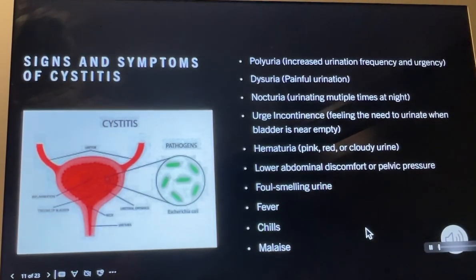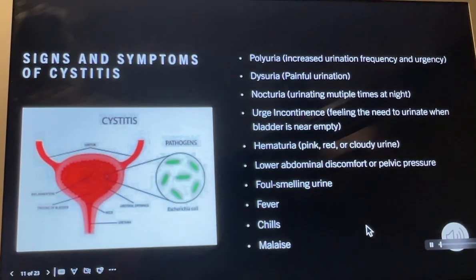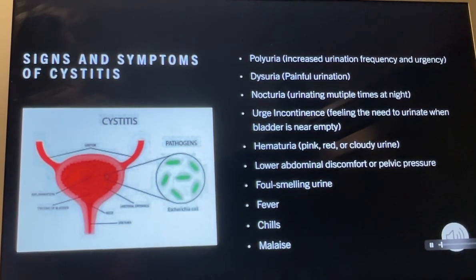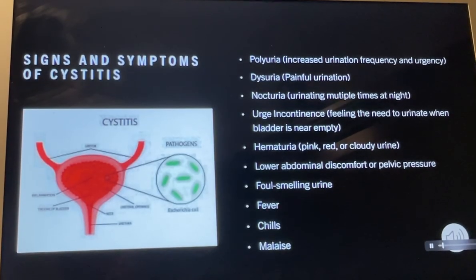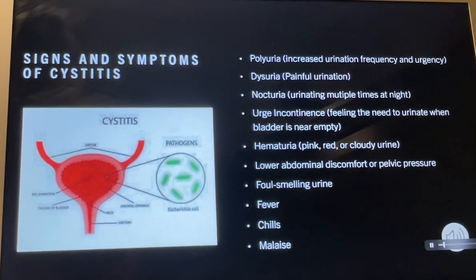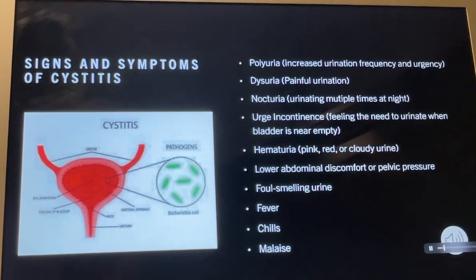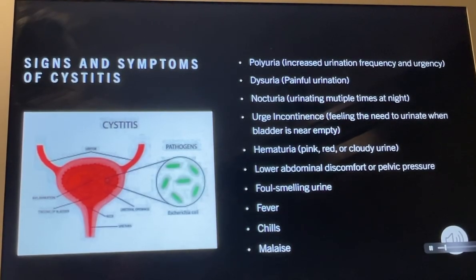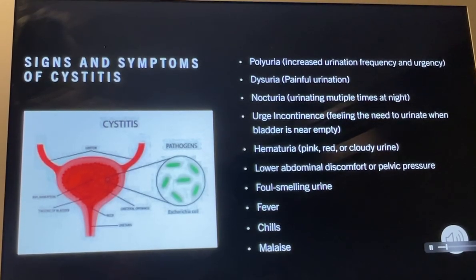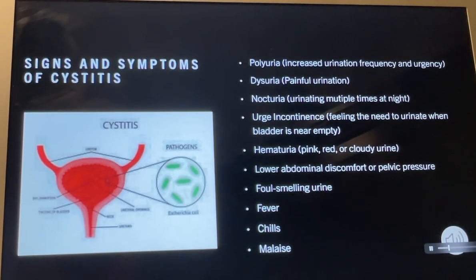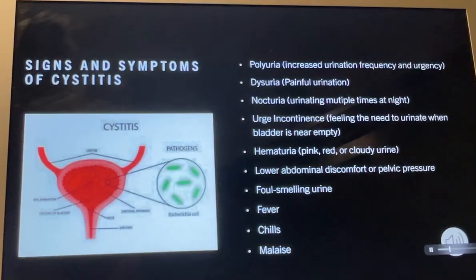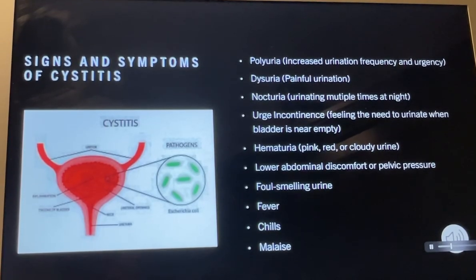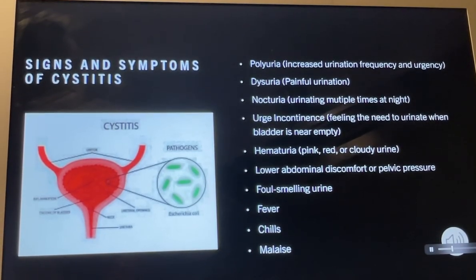Signs and symptoms of cystitis. One of the hallmark signs is dysuria. That's the burning or painful sensation when you urinate. Many people also notice they're running to the bathroom much more often and feeling a sudden urgent need to go, even when their bladder isn't full. Another common symptom is nocturia, meaning when you wake up multiple times during the night needing to urinate. Definitely something that disrupts your sleep.